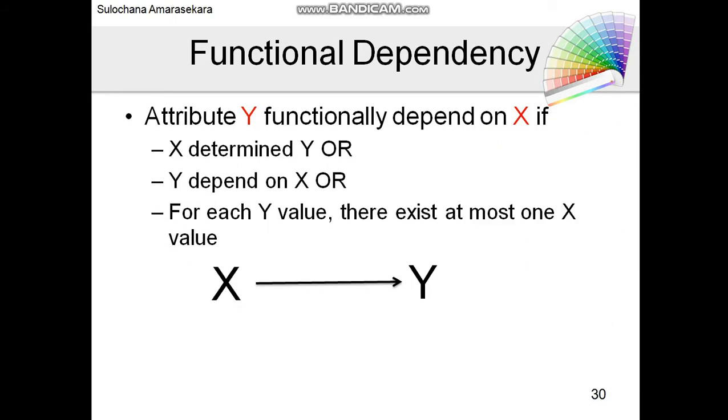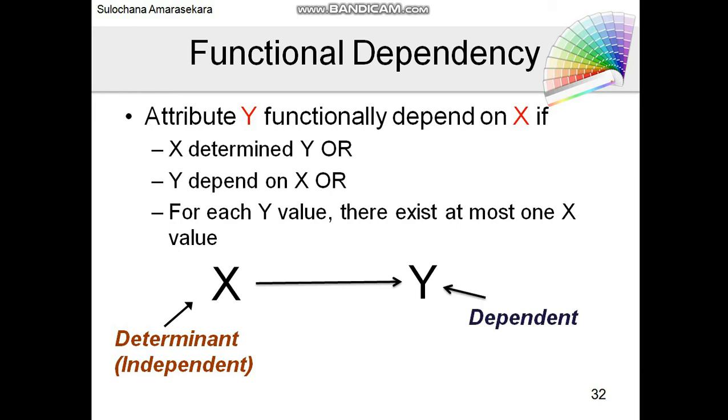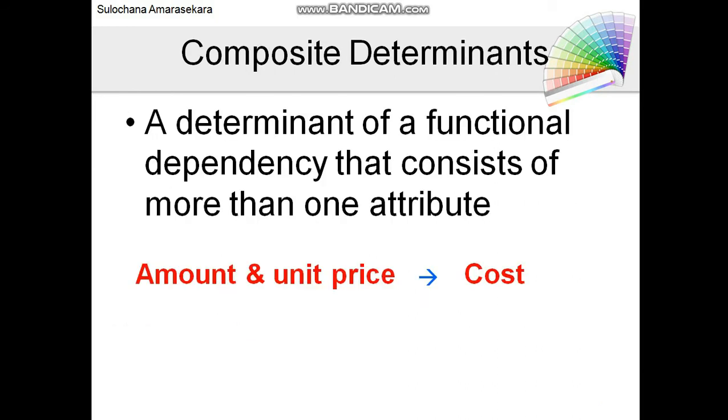Now we know functional dependency is generated according to these 3 situations, and it can be represented like this. From here x is the independent attribute and is called a determinant. Meanwhile, y is the dependent. Next technical term, composite determinant. If a determinant contains more than one attribute, that type of determinant is called a composite determinant. For example, amount and unit price is a composite determinant.